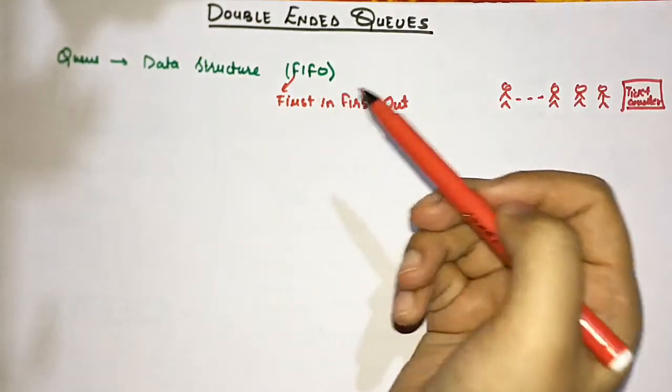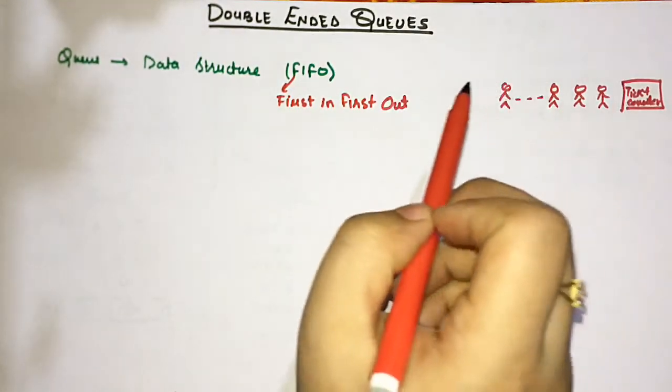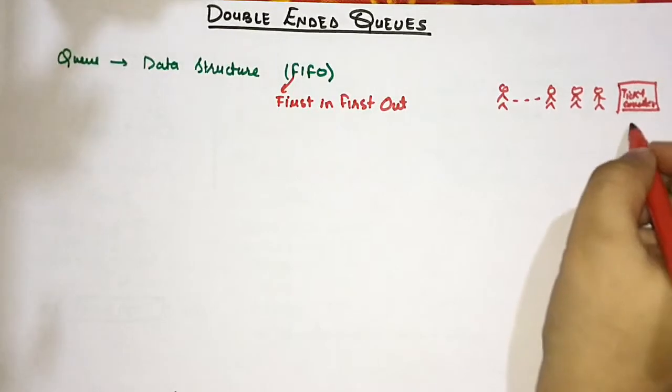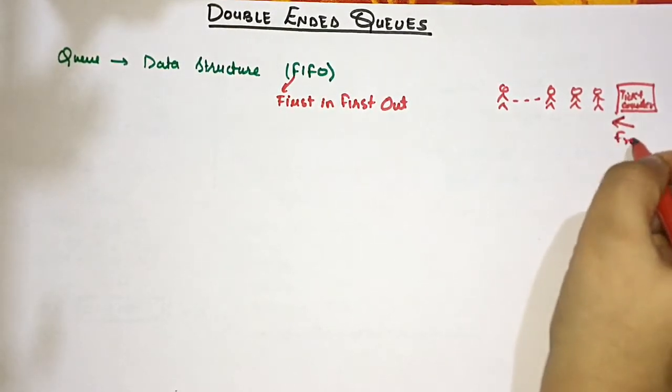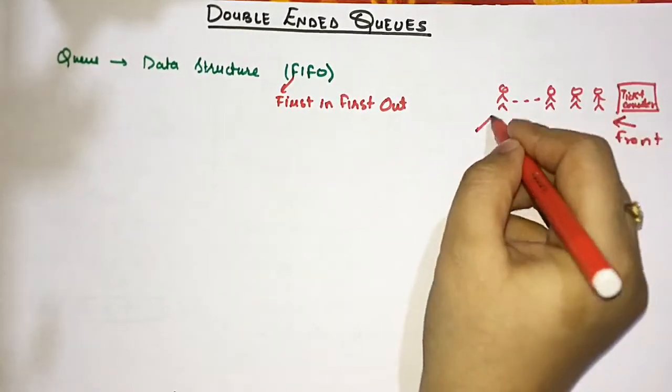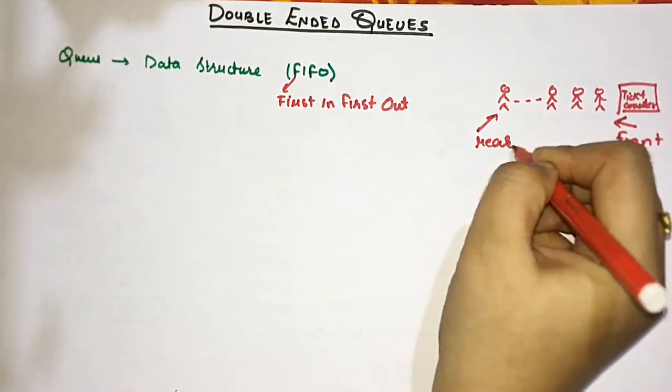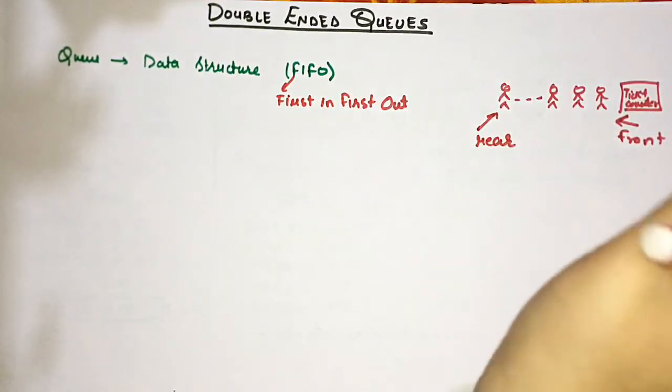The one who enters the queue first will be the first to come out. So basically this end will be called front and this end will be called rear end of the queue. Now this is about queue.